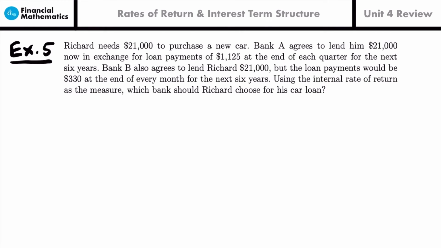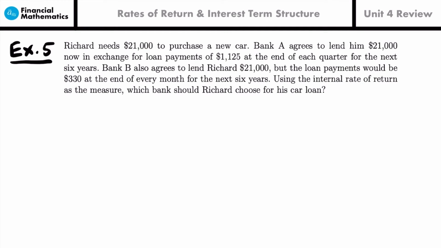Let's start by taking a look at Bank A's loan. They agreed to lend Richard $21,000 starting today, but it will be in exchange for loan payments of $1,125 at the end of each quarter for the next 6 years. All right, so that's 4 payments per year, 1 every quarter for 6 years.